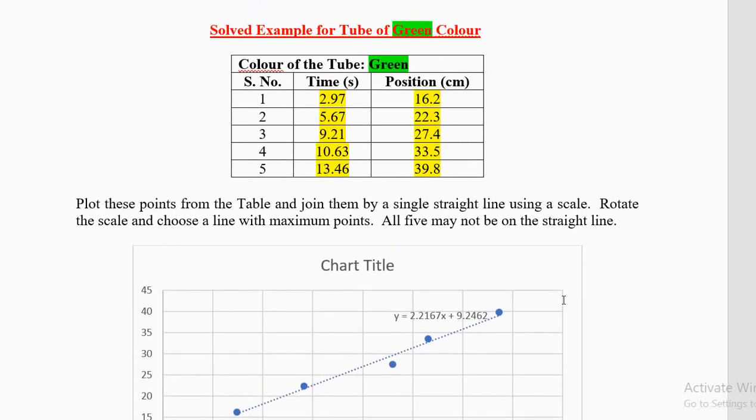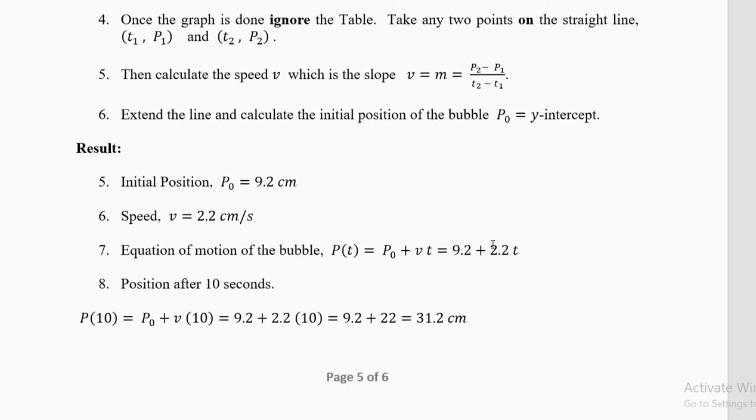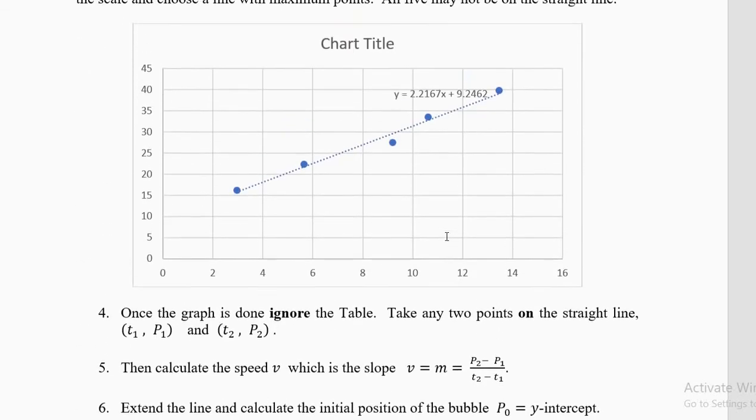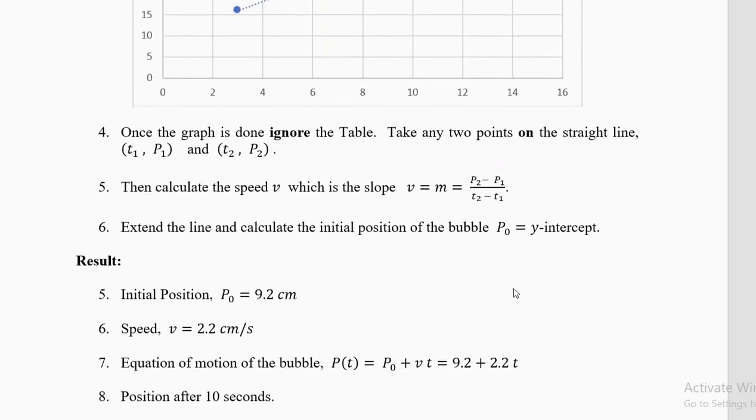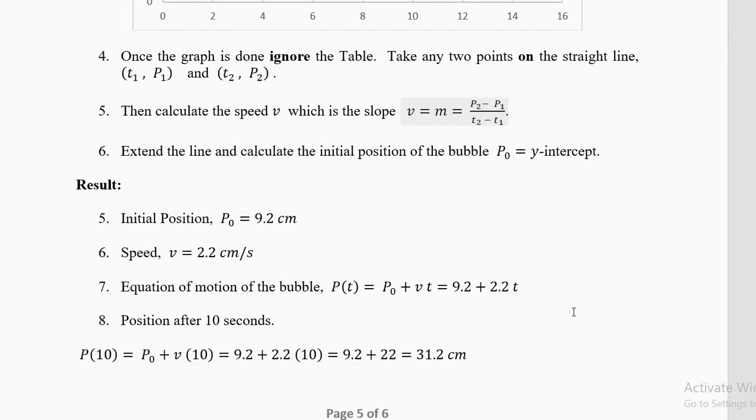Now look at 10 seconds in the table. 10 seconds is between the fourth reading and the fifth reading. Fourth reading says 33.5, fifth reading is 39.8. So your position will be between these two numbers, 33 and 39. And how much do we get? We get 31 approximately. Sorry, we have to look between the third and the fourth point. So your 10 seconds is between 9.2 and 10.63. So your answer will be between 27 and 33. And how much did we get? We got 31.2. It looks reasonable.